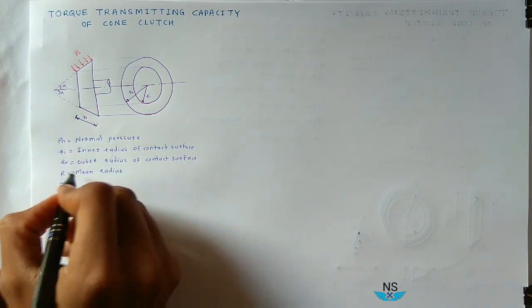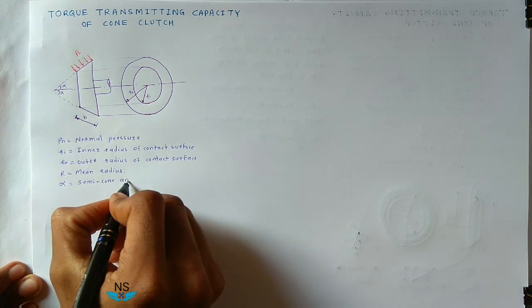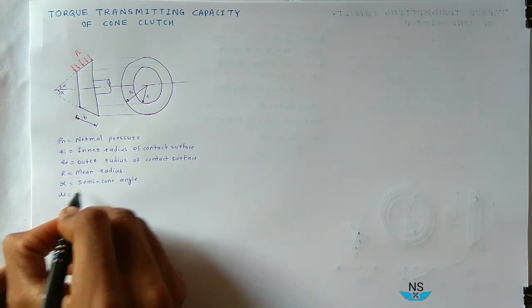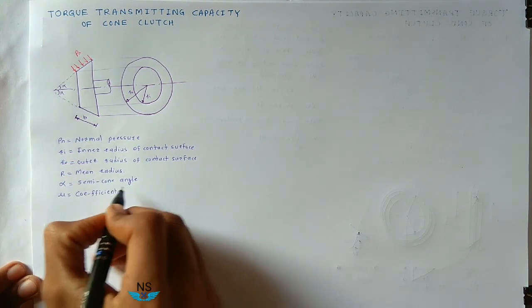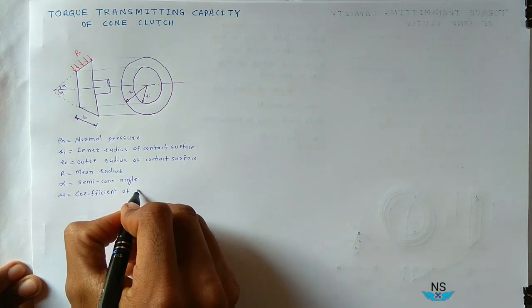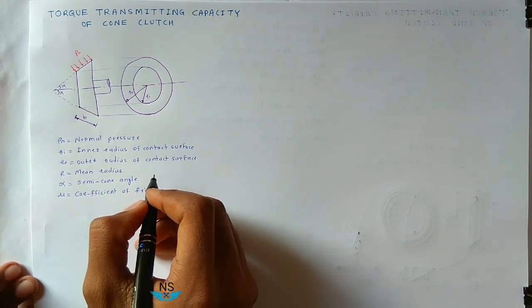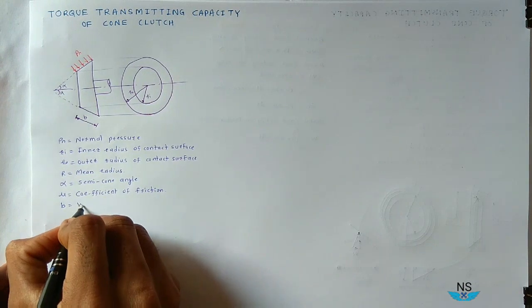Now alpha is a semicone angle of this friction surface. Mu is a coefficient of friction between contact surfaces. Now B is a width of contact surface.